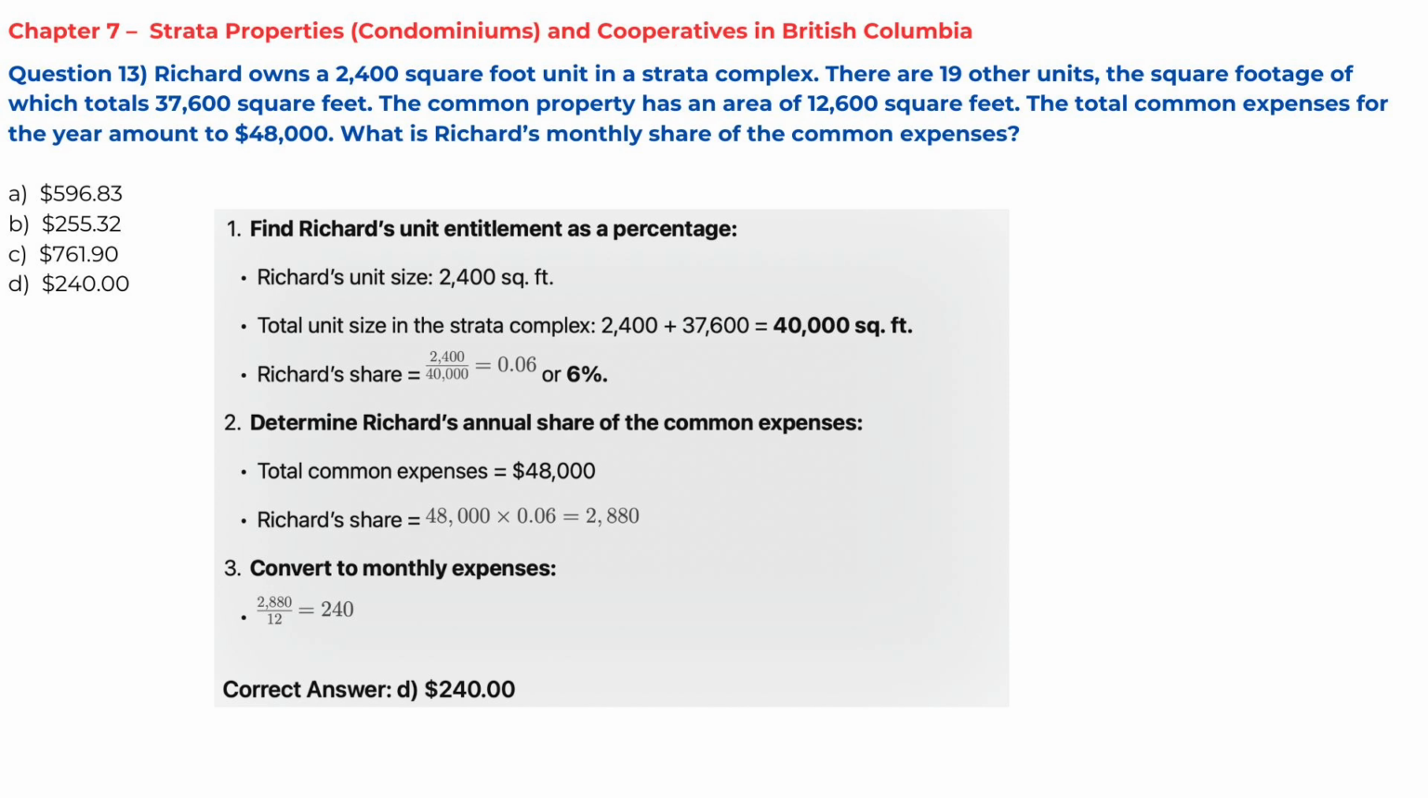To calculate Richard's monthly share of the common expenses, 1. Find Richard's unit entitlement as a percentage. Richard's unit size, 2,400 square feet.